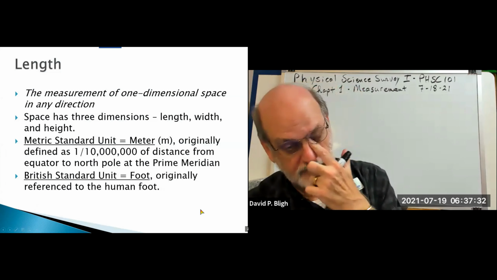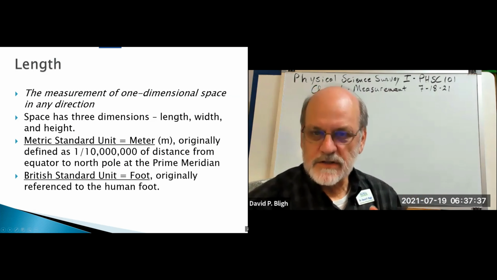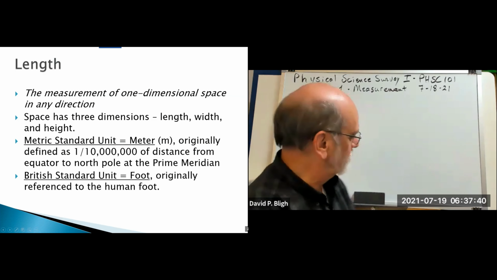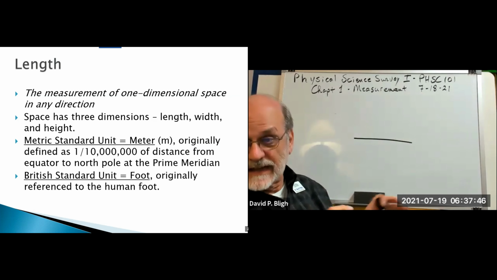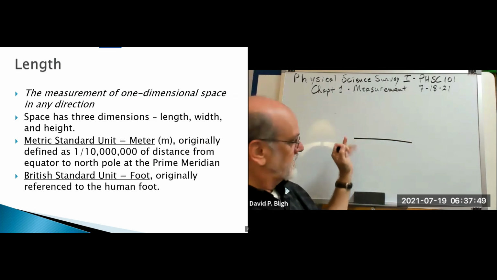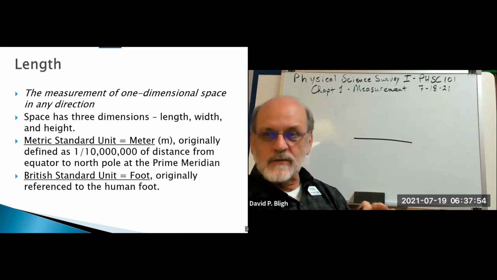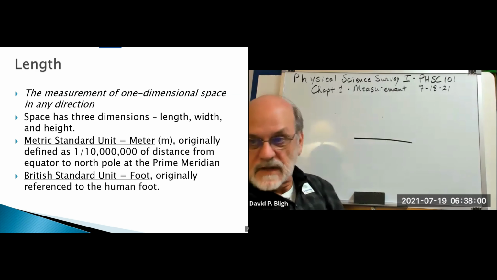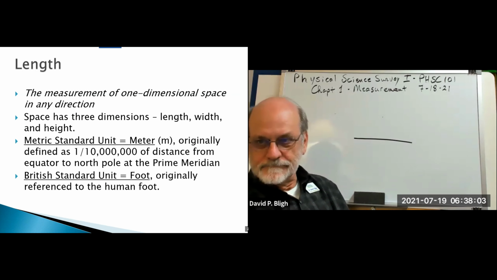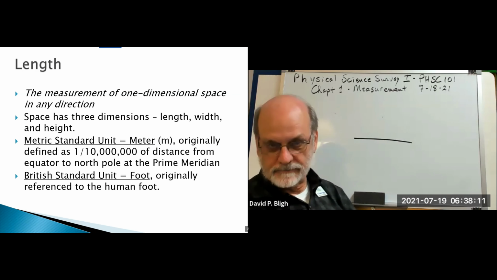Okay. All right. So let's look at length. Length is the measurement of one-dimensional space in any direction. In other words, that line has a given length. One direction from here to here, right? What, by the way, what would be a zero-dimensional representation? A dot. It has no height, no width, no length. One dimension has length, and length only.